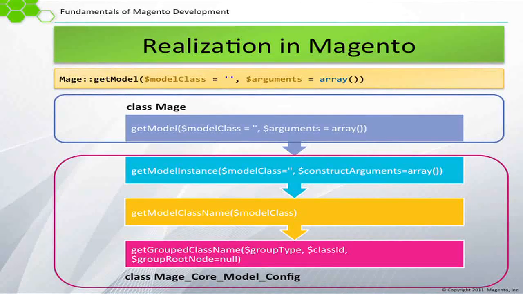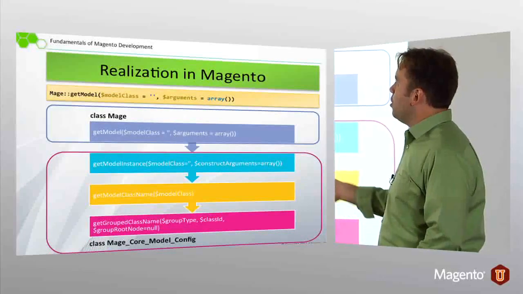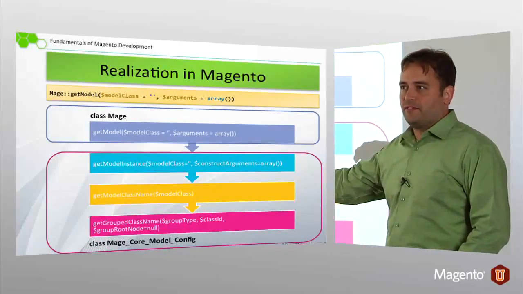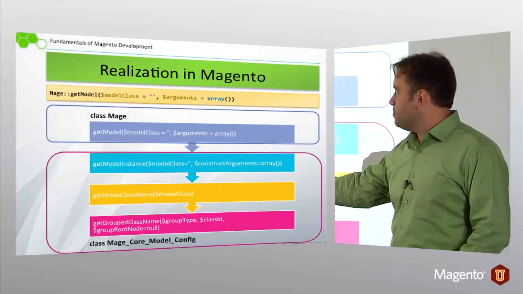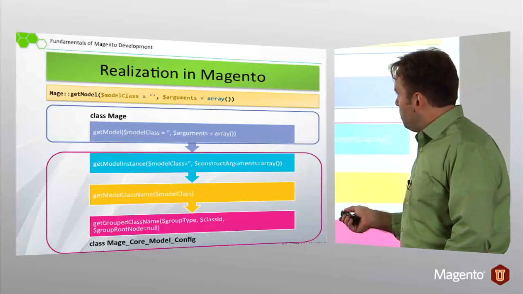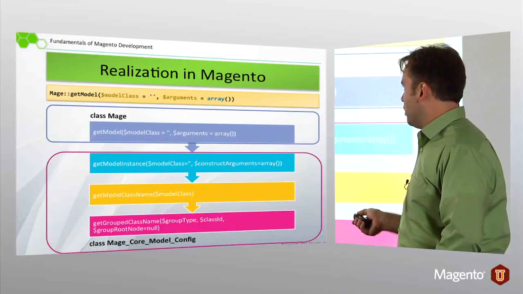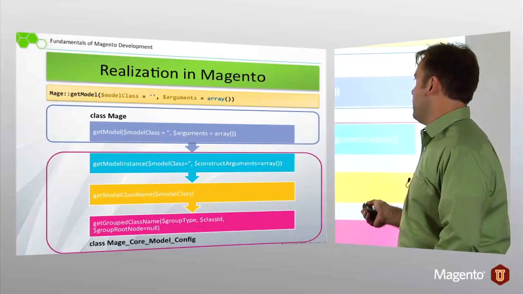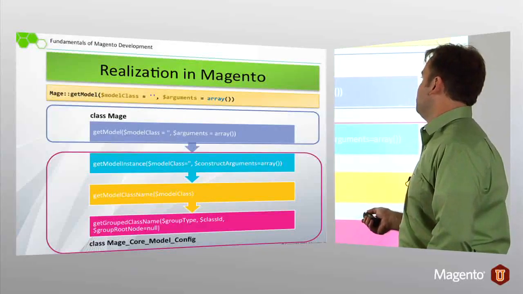So what does this look like? Well, this is called realization in Magento. This is a call you'll see lots of places: Mage::getModel. The first parameter is the model class, and then you can pass in some arguments that get passed to a constructor. What does this do? This is Mage, that file that we opened earlier, app/Mage.php. That's this class. Inside is this function getModel, which actually maps to getModelInstance.